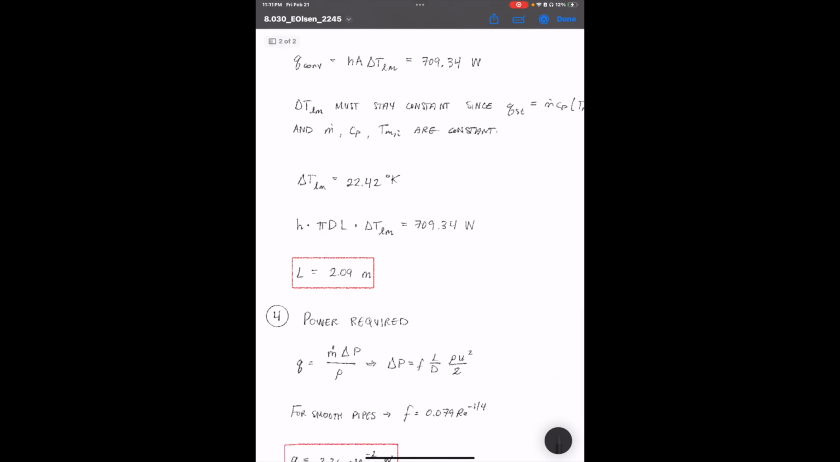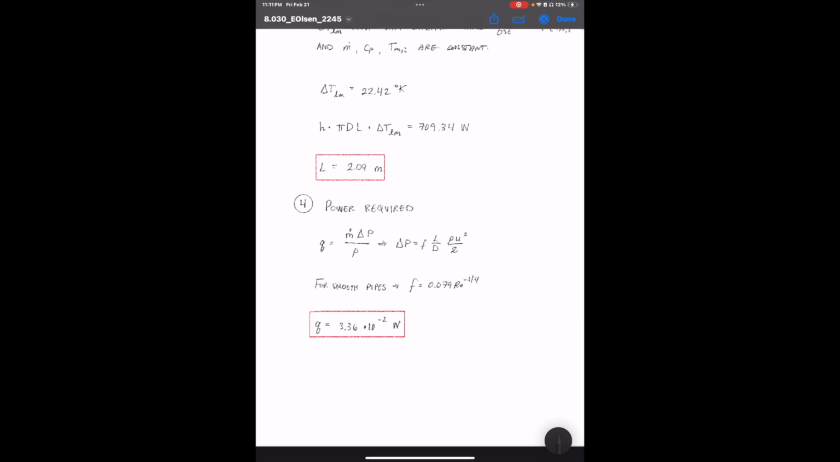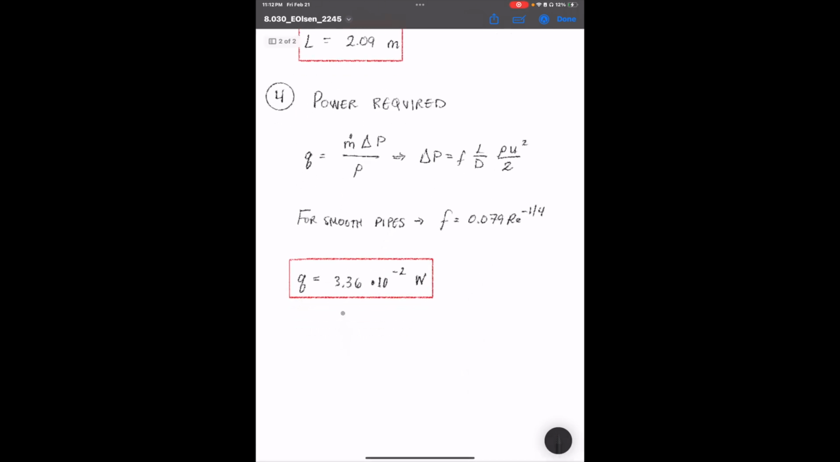And so now we can go back to this equation down here, plug in A and delta T log mean, and our area is just our circumference times our length, and we're trying to solve for length. So if we rearrange this and solve for L, we get around 2.09 meters instead of 2.5 meters. And similarly, the power required to flow the fluid through this diameter pipe through this length is going to be the same exact equation. You can estimate the frictional factor using the same exact equation, and you get a power requirement of 3.36 times 10 to the minus 2 watts.